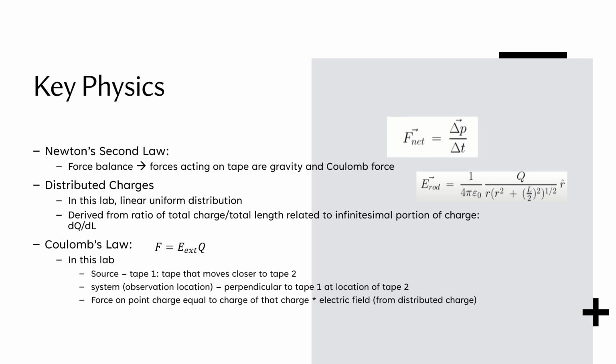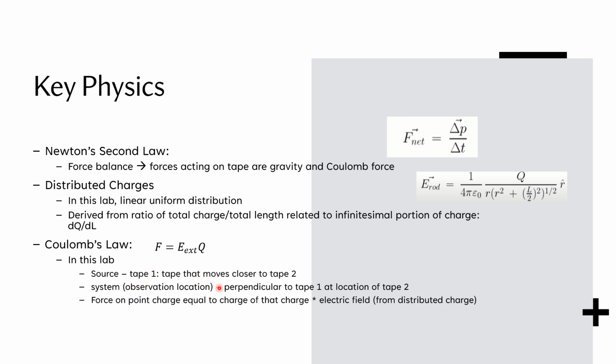Key physics is also Newton's second law, which leads to force balance, as well as distributed charges, which is a new topic. In this lab, it's a linear uniform distribution, and this formula right here is derived from the ratio of total charge over the total length, related to the infinitesimal portion of charge, which is dq over dl. And Coulomb's law also plays a role, where the force on a point charge is the external electric field acting on it times the magnitude of that charge and sign.